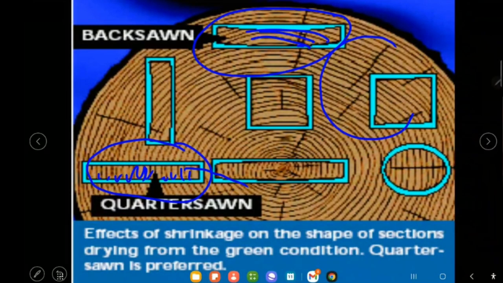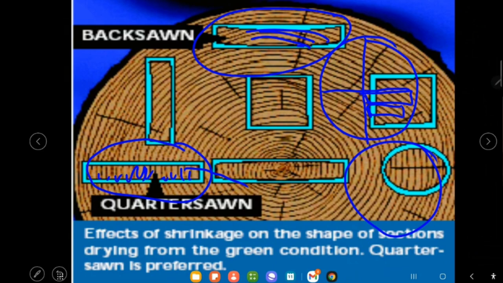Take for example a tree log. If we divide this tree log into quarters, and then we cut according to these quarters, that is quarter sawn. But if we have a tree log like this, and we cut the log not quarter by quarter, but cut it like this, back to back, that is what we call back sawn. Back to back, so that's why we call it a back saw.